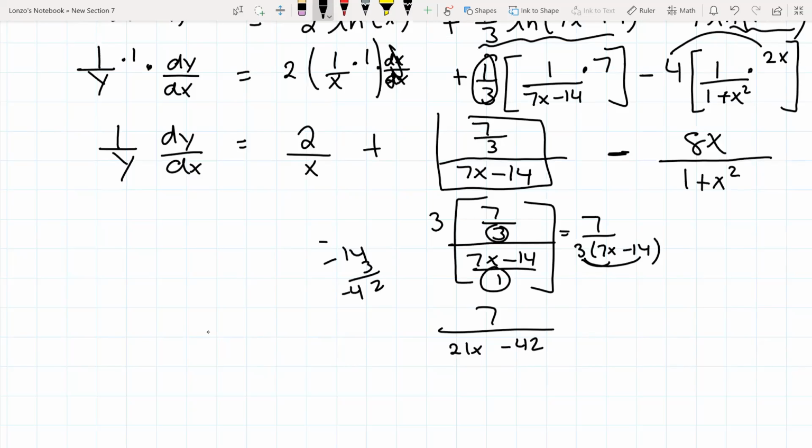But since you're dividing each term by 7, this would be simplified as 1 over 3x minus 6. Okay, and then just bring down the rest. So 2 plus x is just 2 plus x. And then it's minus 8x over 1 plus x squared.